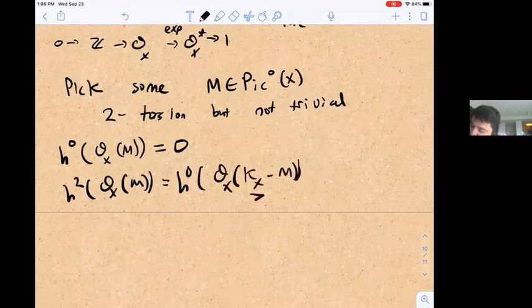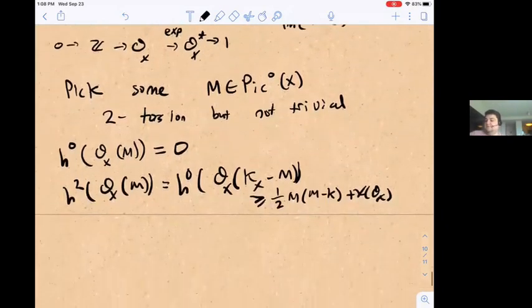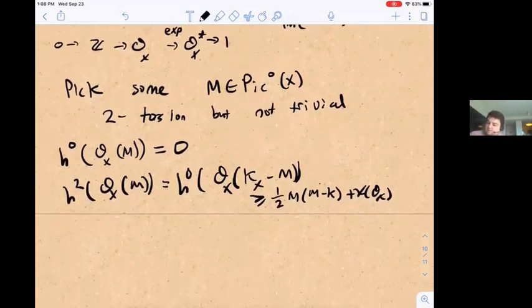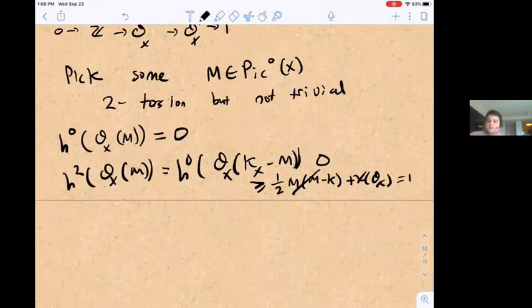This is greater than or equal to 1/2 m minus k plus chi. But m is a torsion line bundle, so it's a multiple of 0, and the intersection product is linear. So m itself has to be numerically trivial, because 2 times m intersects everything to be 0. So this whole term vanishes. And chi of OX we set up here is 1. So that's 1.